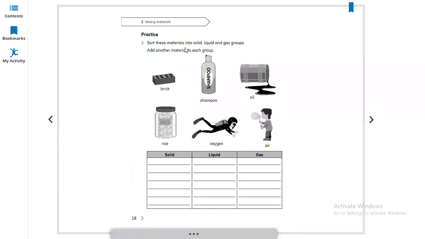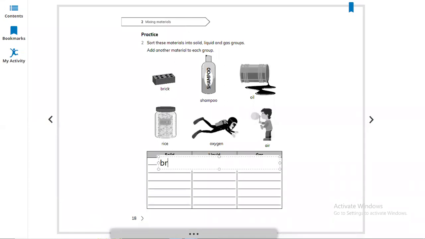Page number 18, question number 2. Sort these materials into solid, liquid and gas, and add another material to each group. Okay, just write this one, it's enough for you. Solid materials like brick and rice, this one shampoo and oil are liquid materials, and oxygen and air are gas. So let's write these names in the proper column and proper box.